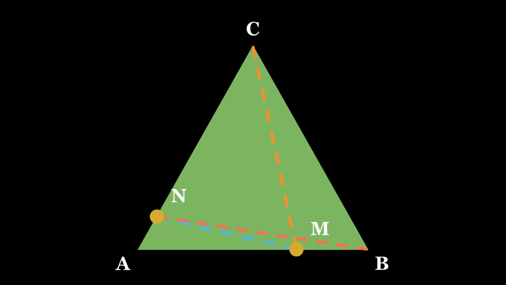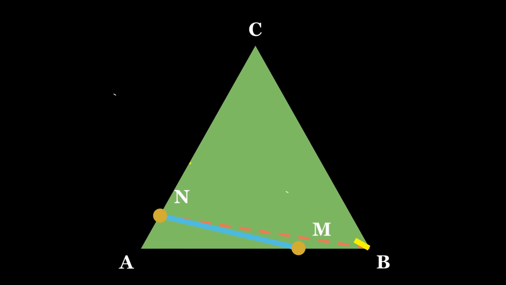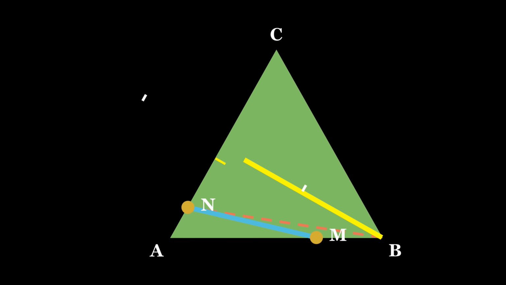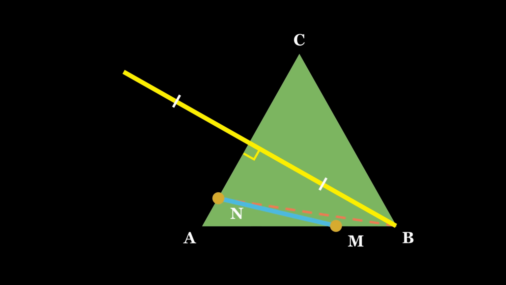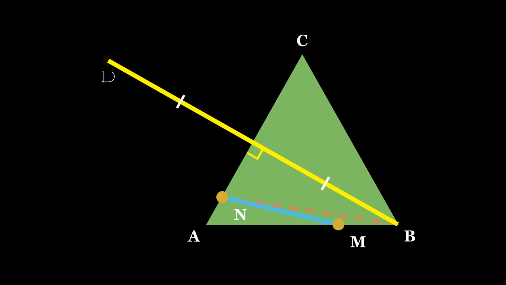Let's start by matching just 2 of the side lengths, MN and BN. We already know that the side MN is shared by both triangles, so we've already matched that side. To match BN, we extend a perpendicular line from point B past AC so that AC cuts this line in half. Let's call the endpoint of this line D.